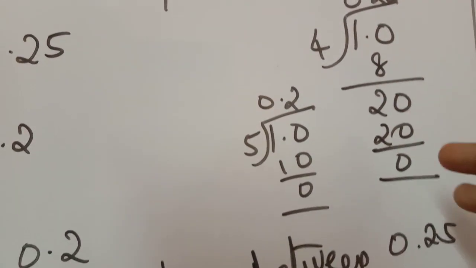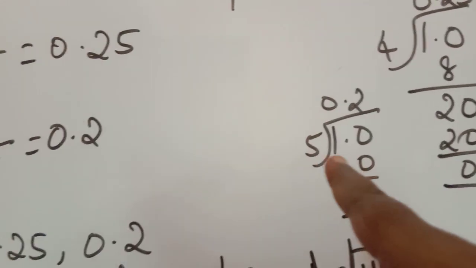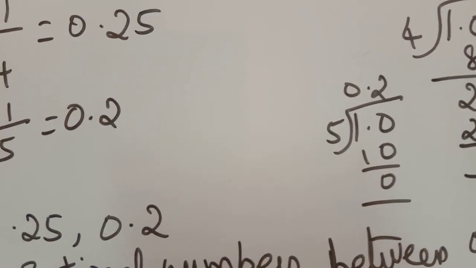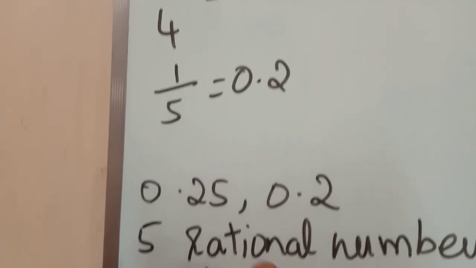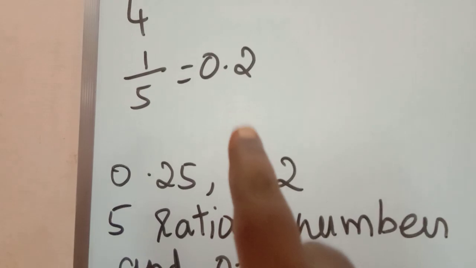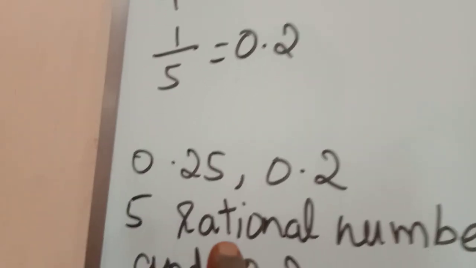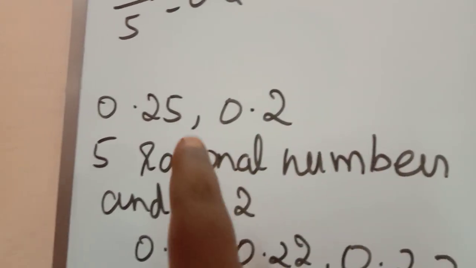After the point, we can add any number of zeros. So 5 fours are 20. You know how to divide this. Like that, 1 by 5 we will get 0.2. Okay. So we have to find 5 rational numbers between these two numbers. So these are terminating decimals.